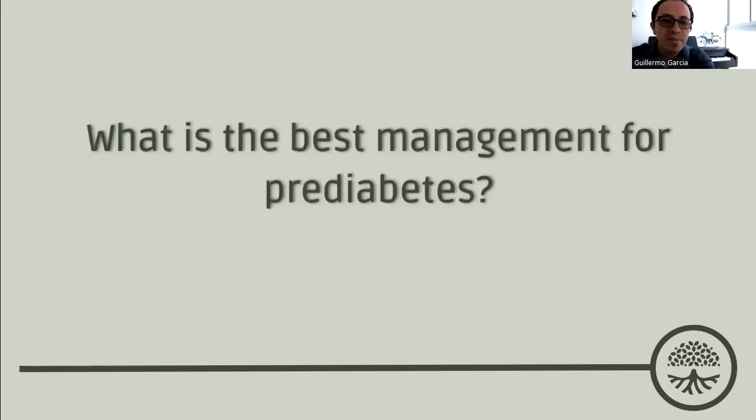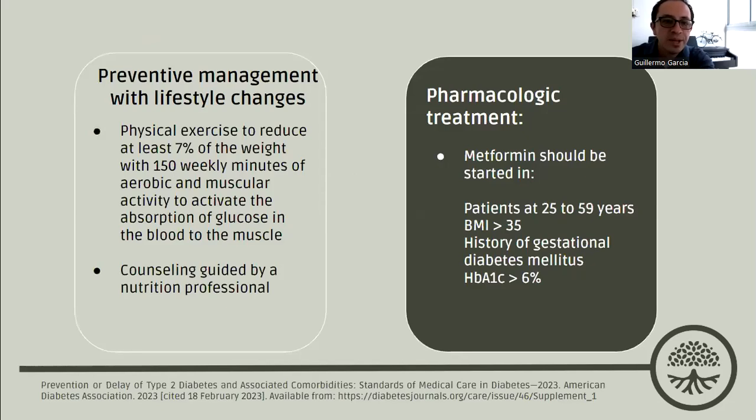Finally, what is the best management for prediabetes? First, preventive management with lifestyle changes, indicating patients to do physical exercise to reduce at least 7% of the weight with 150 weekly minutes of aerobic and muscular activity to activate the absorption of glucose from the blood to the muscle, besides counseling guided by a nutrition professional.